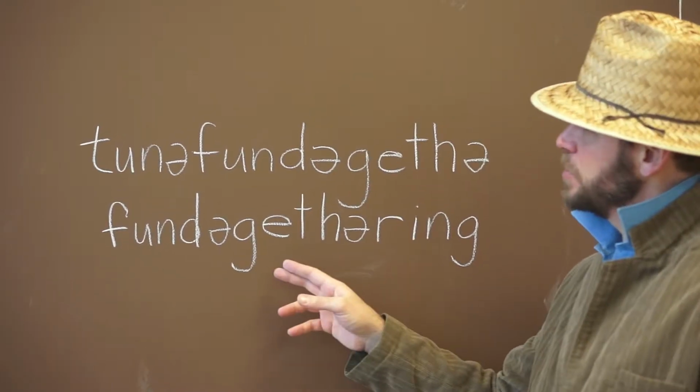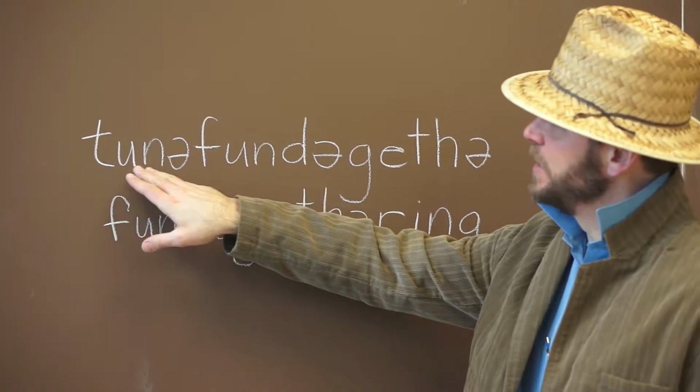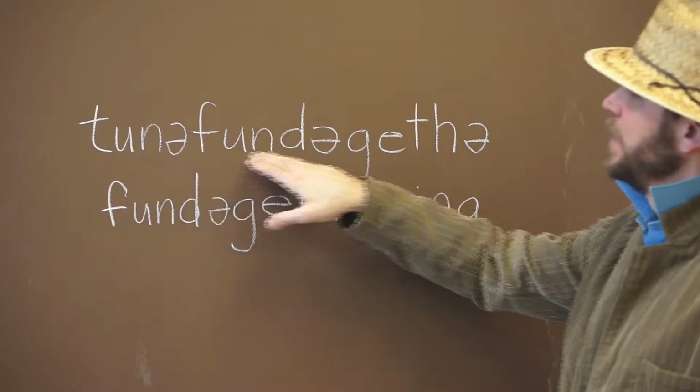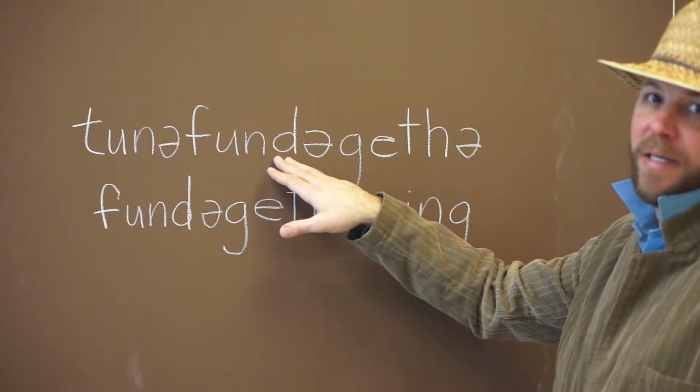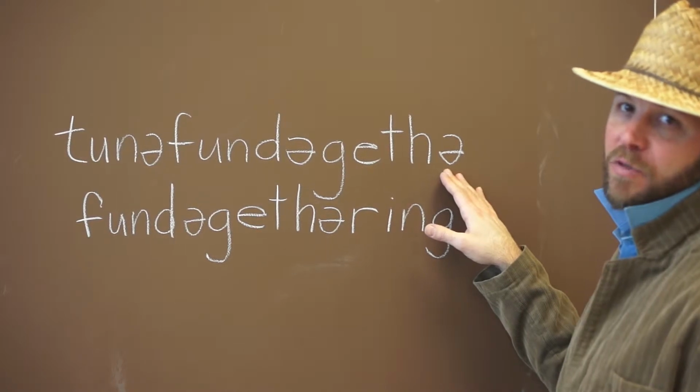And this also shows us how the Schwa is not only for English, since ton comes from French, meaning a big barrel. Fund is from fundus, Latin, meaning bottom. And only the gather part comes from English.